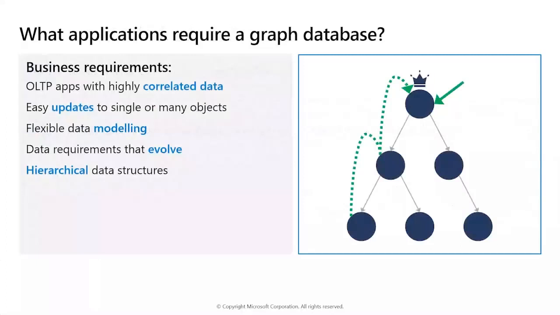So Azure Cosmos DB supports graph databases through the Gremlin API. The Gremlin API is a standard language for creating and querying graphs.